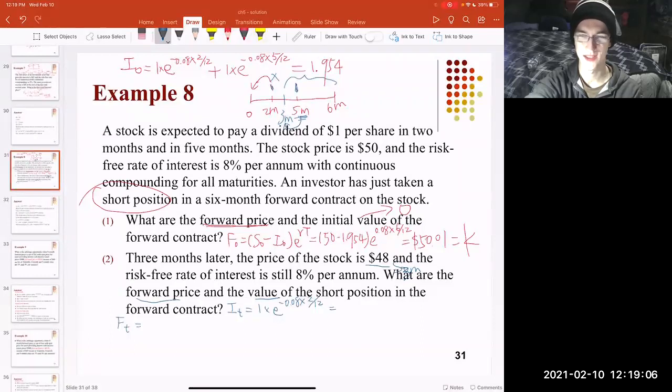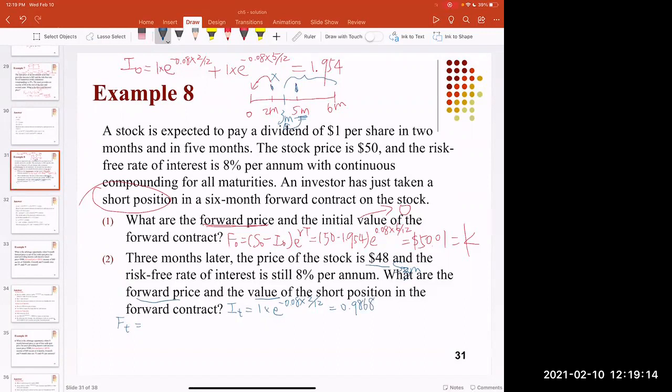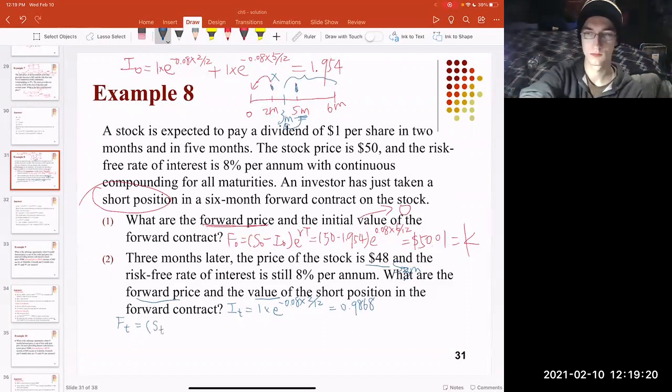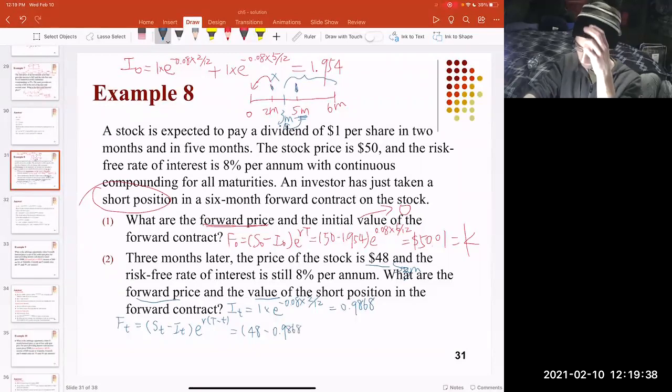Is it 98.7 cents? Yeah, it's 0.987, or 0.9868. Okay, you can use 0.98 or so. Okay, so the forward price is calculated by S_t minus I_t, and then compounding over T minus t. So S_t we know is 48, and the present value of investment income is 0.9868. You can use 0.99, that doesn't matter. R is 0.08, and T minus t is what? From 6 months to 3 months, how many months? 3 months.